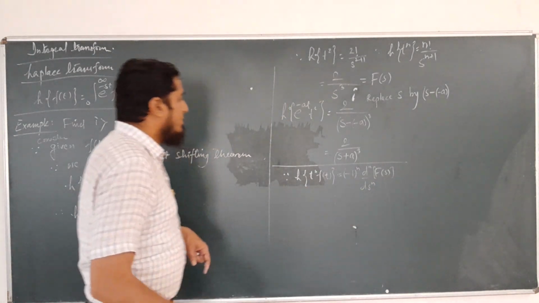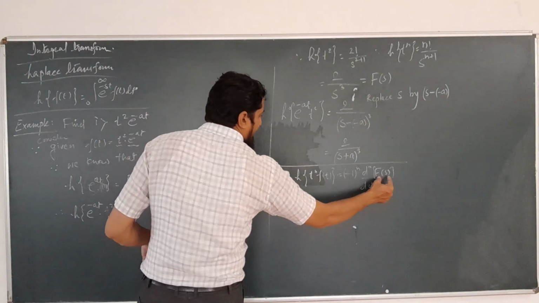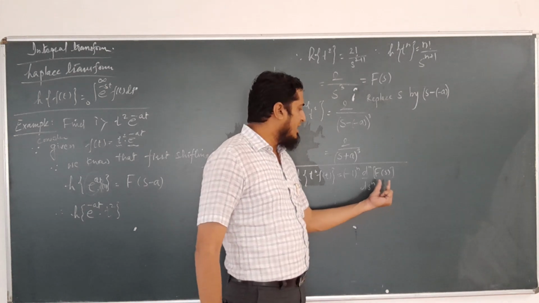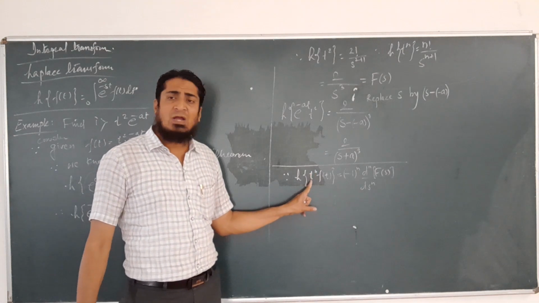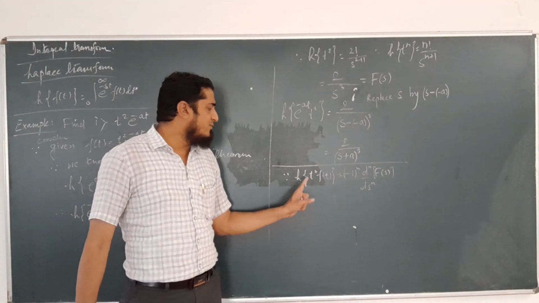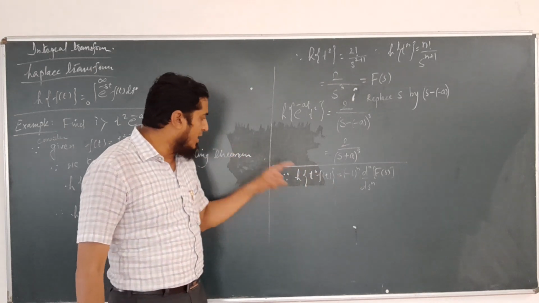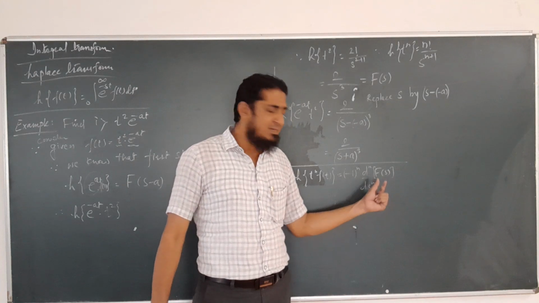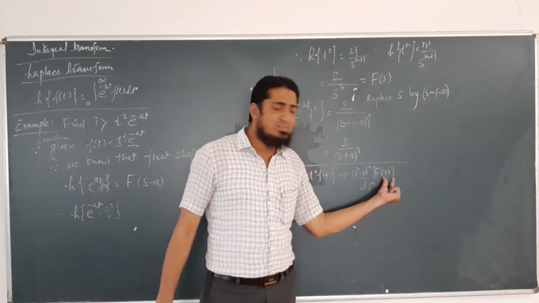It means, first of all, we have to find the Laplace transform f of s of f of t, and then differentiate it nth time, because we have t raised to n. So we have to differentiate f of s n times. If we have t raised to m, then we have to differentiate m times. If we have t raised to 10, then we have to differentiate f of s 10 times. If we have t raised to 5, then we have to differentiate f of s 5 times.